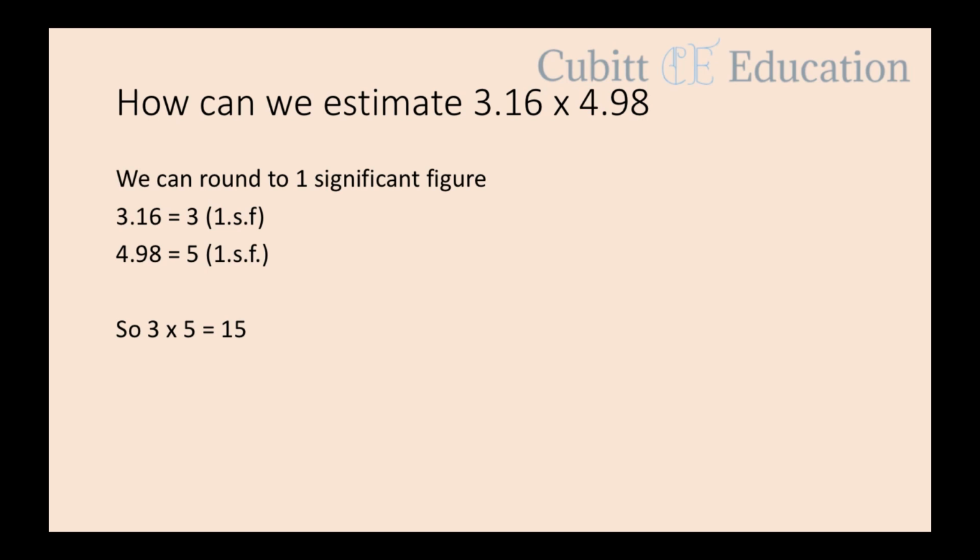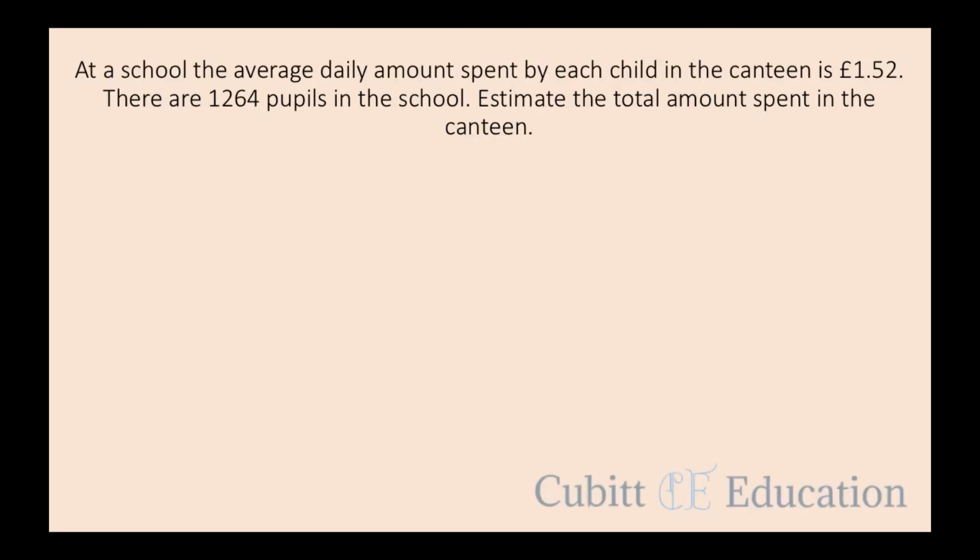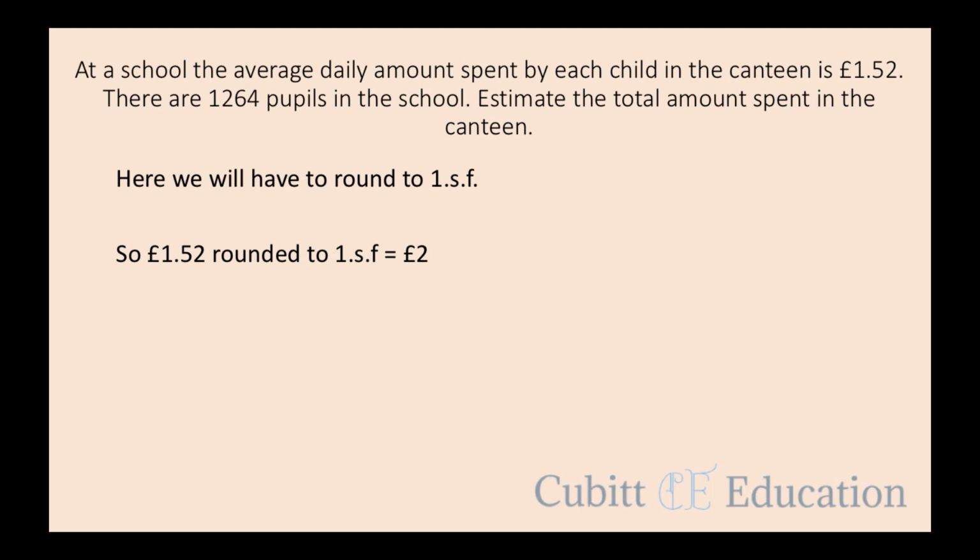Now, they're not always as easy as this. So let's look at this one. At a school, the average daily amount spent by each child in the canteen is £1.52. There are 1,264 pupils in the school. Estimate the total amount spent in the canteen. So £1.52 to one significant figure is £2, because the 5 tells us that we need to round up.